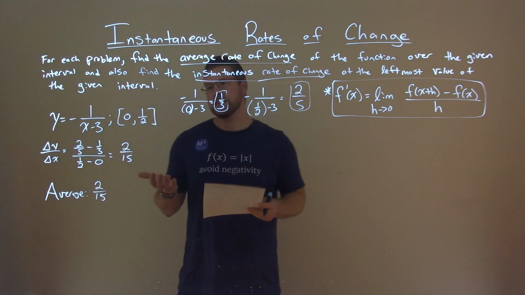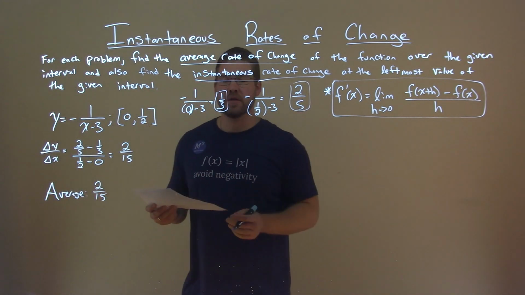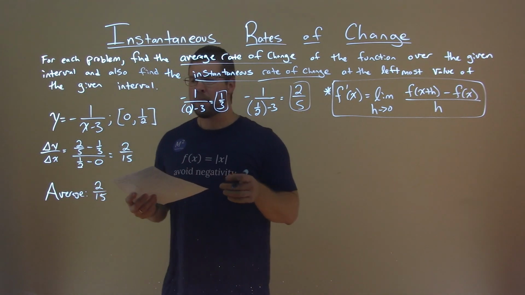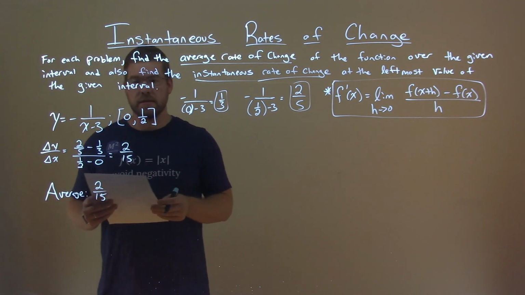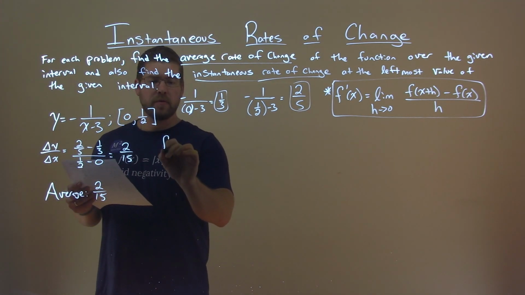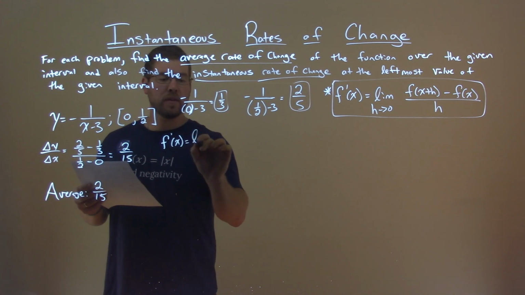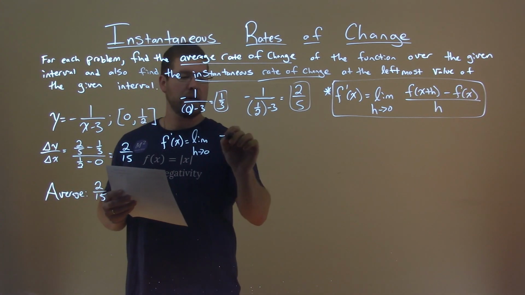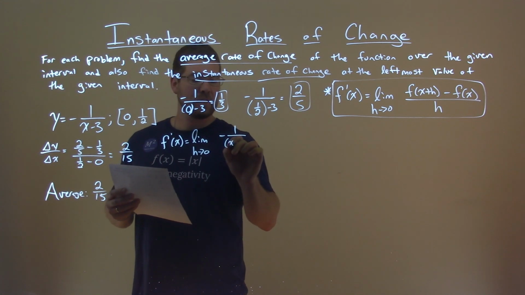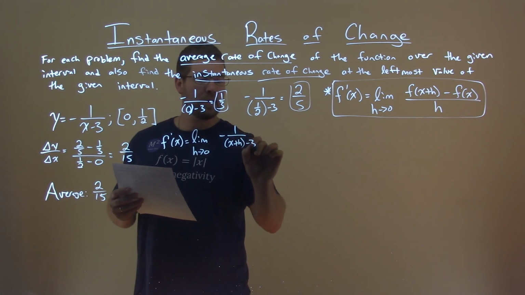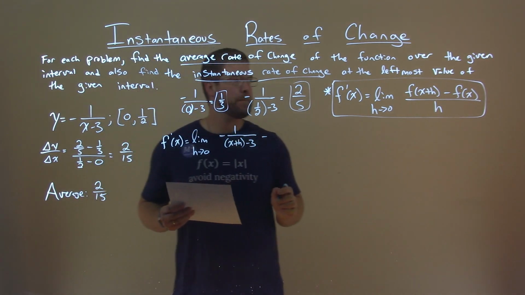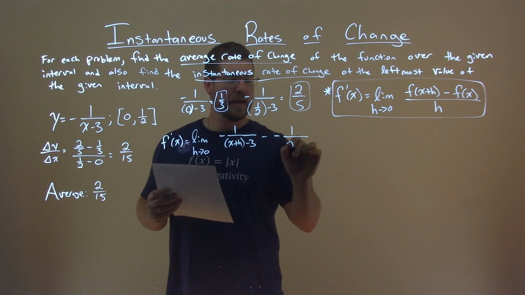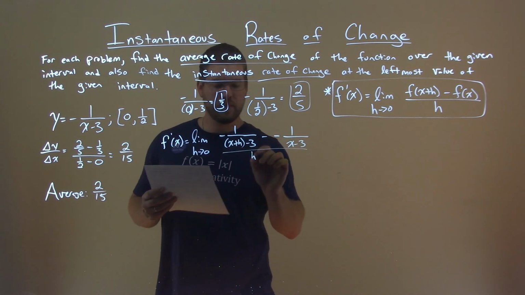Now the hard part's the instantaneous rate of change, and that involves our definition of a derivative. So we're going to find the derivative here using the definition of a derivative, and then we'll find the instantaneous rate of change at 0. So our f prime of x is equal to the limit as h approaches 0 of our function, -1 over x plus h in for x minus 3, minus our f of x, a double negative, be careful there, over x minus 3, all over h.